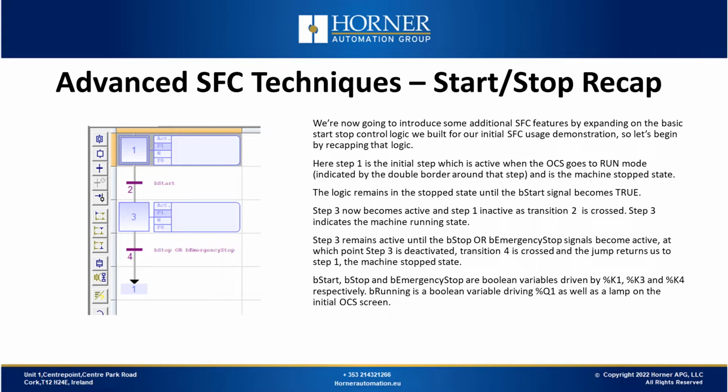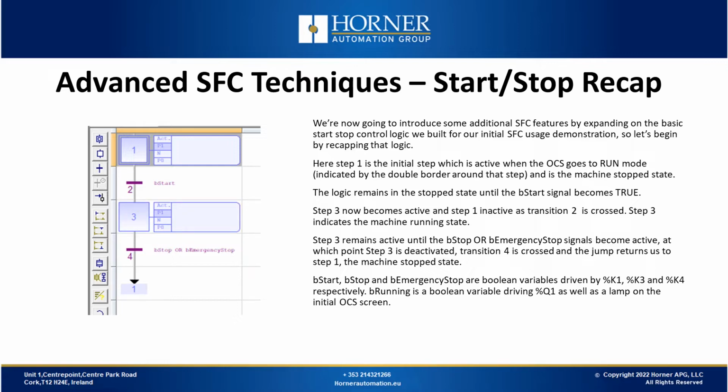is the initial step, which is active when the OCS goes into run mode, which is indicated by the double border around that step, and that is the machine's stopped state. The logic remains in that stopped state until the B start signal becomes true. With that, step 3 now becomes active, and step 1 inactive as transition 2 is crossed. Step 3 indicates the machine's running state.